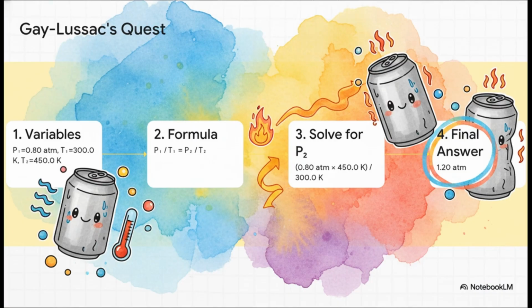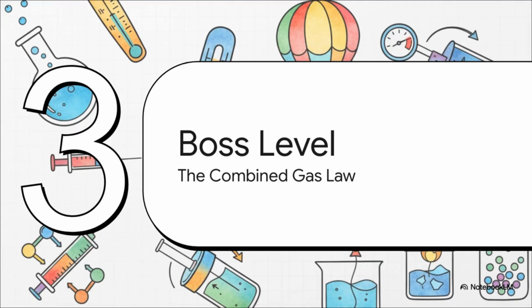All right, let's blast through this last mini quest. You've got this. We have a rigid can with a pressure of 0.80 atmospheres, and it's at 300 Kelvin. We crank the heat up to 450 Kelvin. What's the new pressure going to be? We line up our variables, use the P1 over T1 formula, plug in the numbers, and we get 1.2 atmospheres. The pressure went up just as we expected when we raised the temperature. Easy peasy.